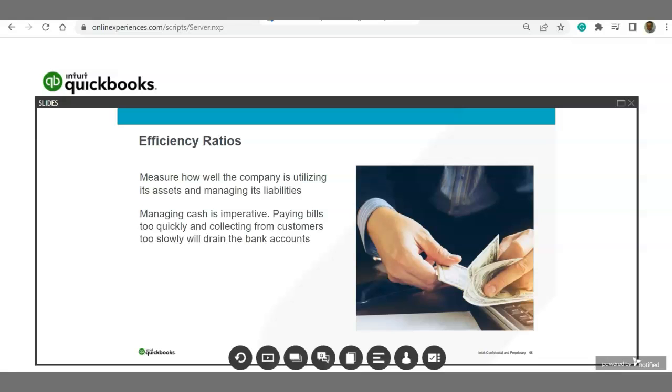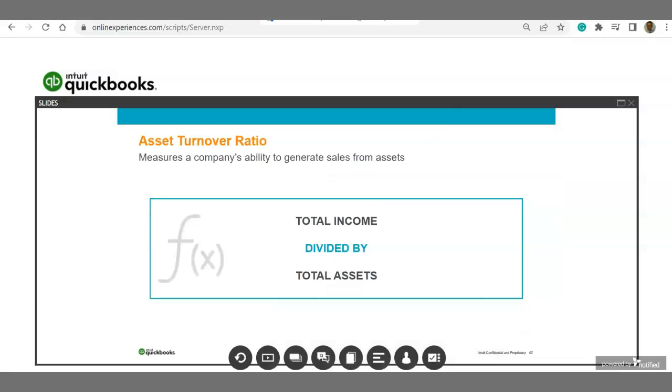Okay, now we are in our third category of ratios, efficiency ratios. These examine assets and they measure how well the company is using its assets, how efficient the company is at using its assets. And managing cash as an asset is particularly important. Paying bills too quickly or collecting payment from customers too slowly can drain the bank accounts. So we want to manage our assets very efficiently.